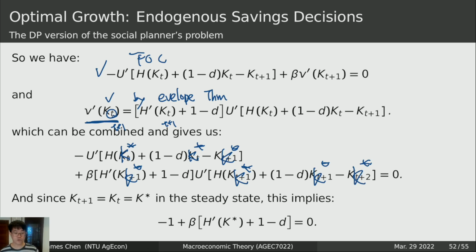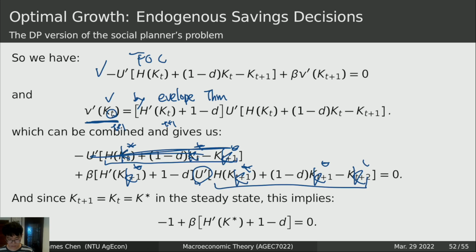And then you do a little bit of math, you will find that basically this can cross out with this, right? Because this is h k star plus 1 minus d k star minus k star. This is the same thing, and they are both u prime, so this is exactly the same term. So this crosses out.